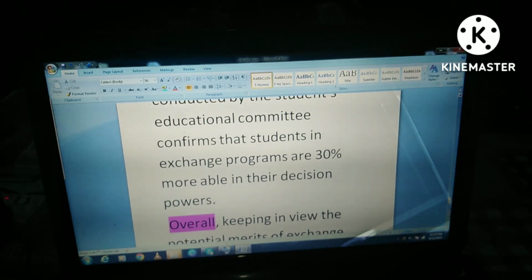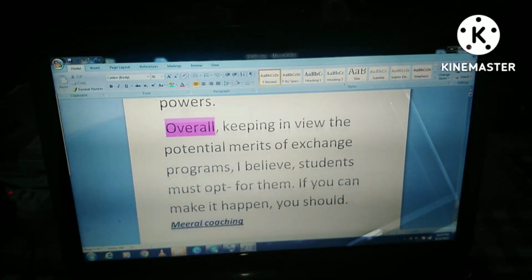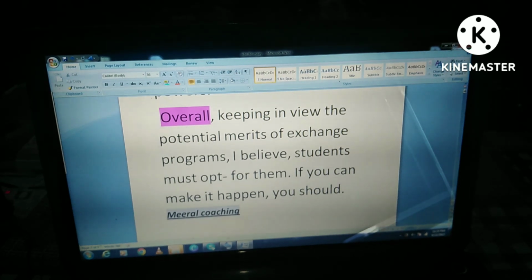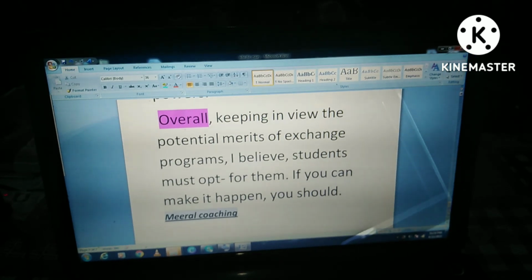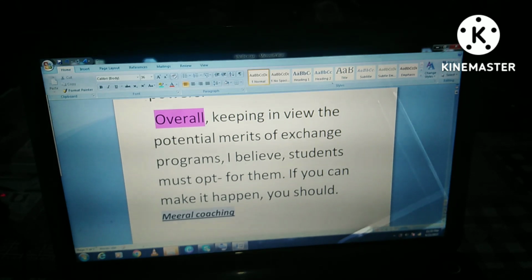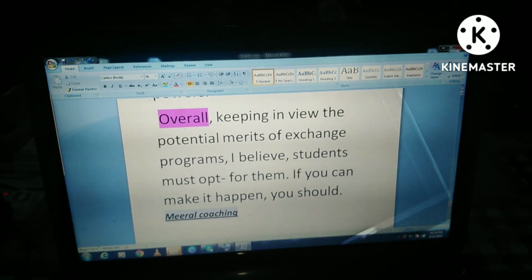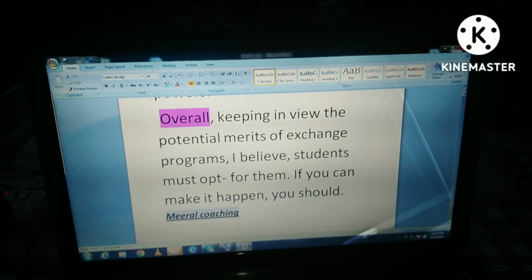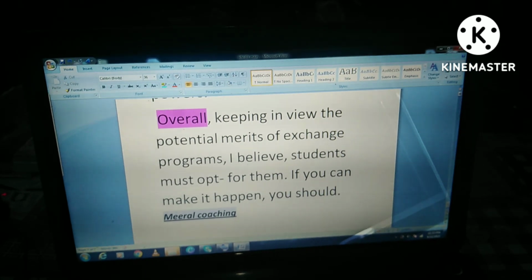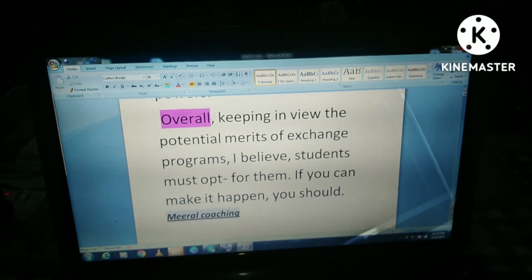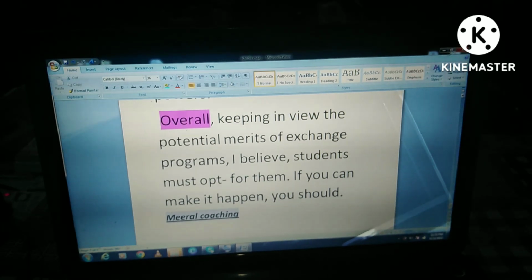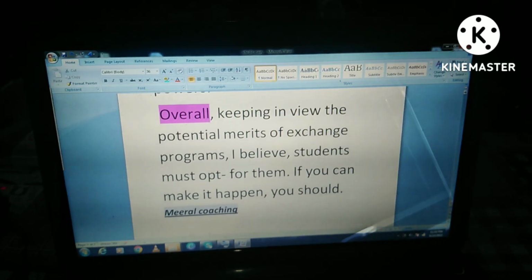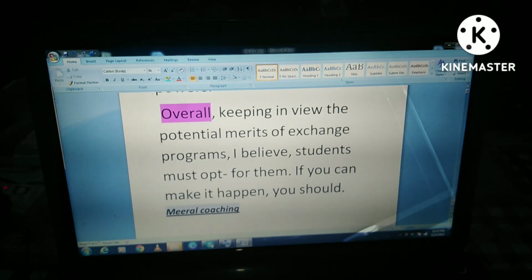So, overall, keeping in view the potential merits of exchange programs, I believe, and here I am putting my own point of view, what I'm thinking about the exchange program: I believe students must opt for them. If you can make it happen, you should.